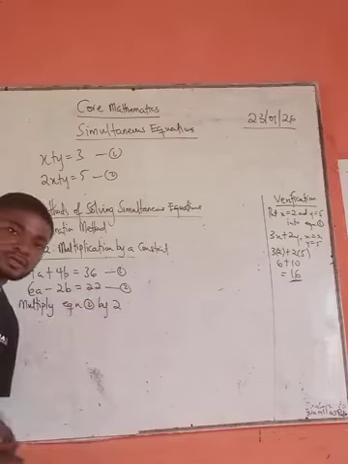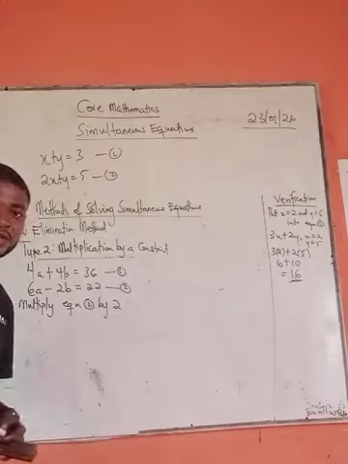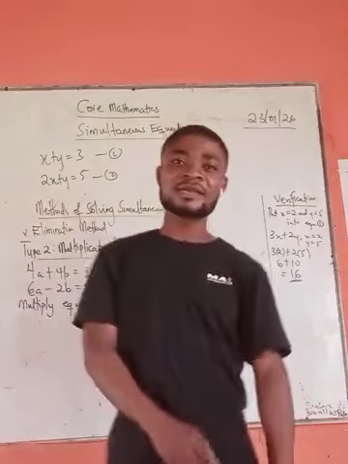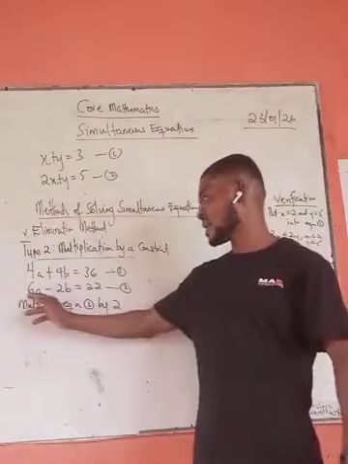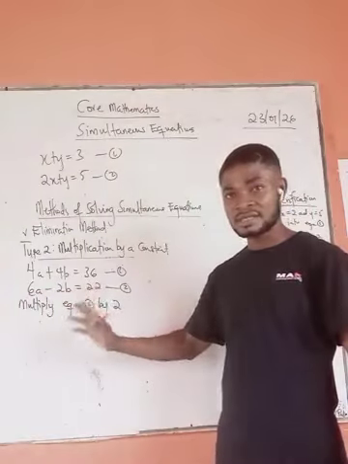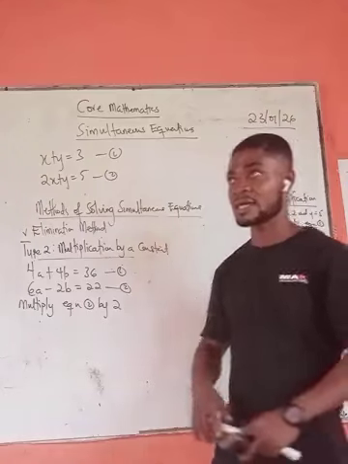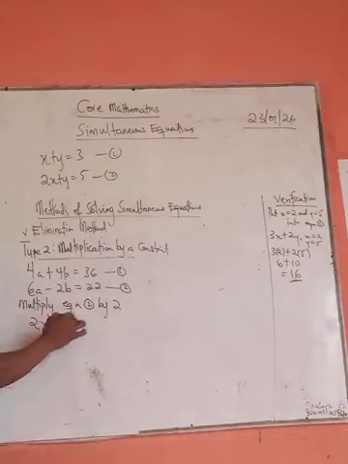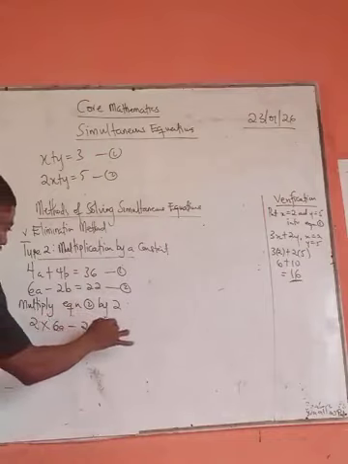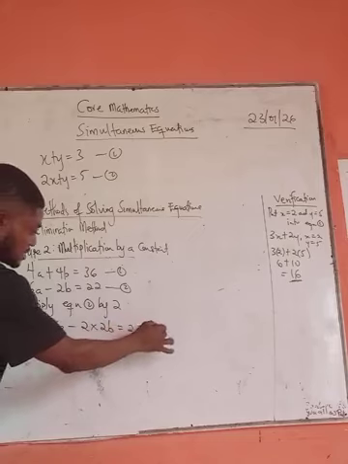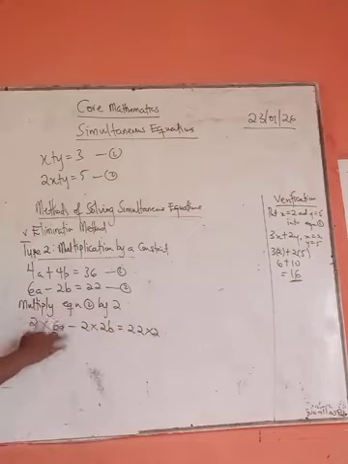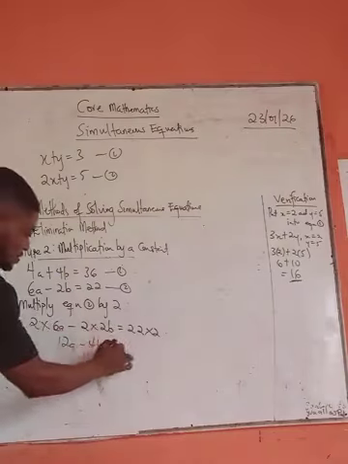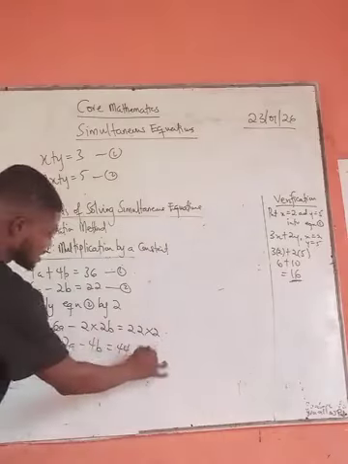So multiply equation 2 by 2. Alright, so in multiplying equation 2 by 2, the 2 is going to multiply all the terms. So I have 2 by 6a minus 2 by 2b equals 2 by 22. 2 by 6, 12a, 2 by 2, 4b, 22 times 2, 44, equation 3.